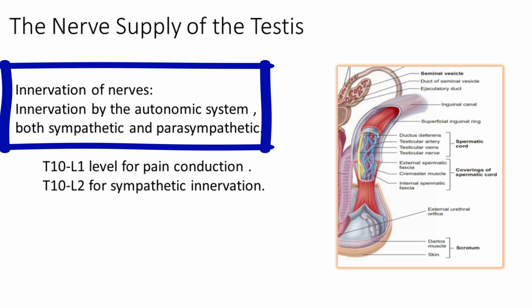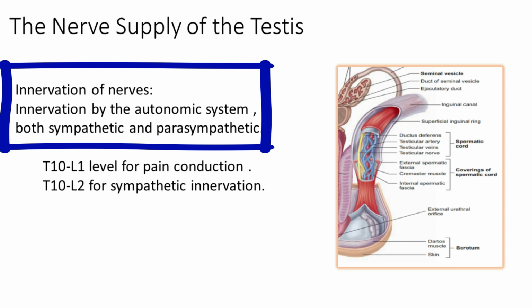It is also important to note that while the autonomic nervous system provides the primary innervation to the testes, there are also sensory nerves present that transmit pain and other sensory information. These sensory fibers are carried by the ilioinguinal and genitofemoral nerves, which are branches of the lumbar plexus. These nerves can transmit pain sensation in conditions such as testicular trauma or inflammation.